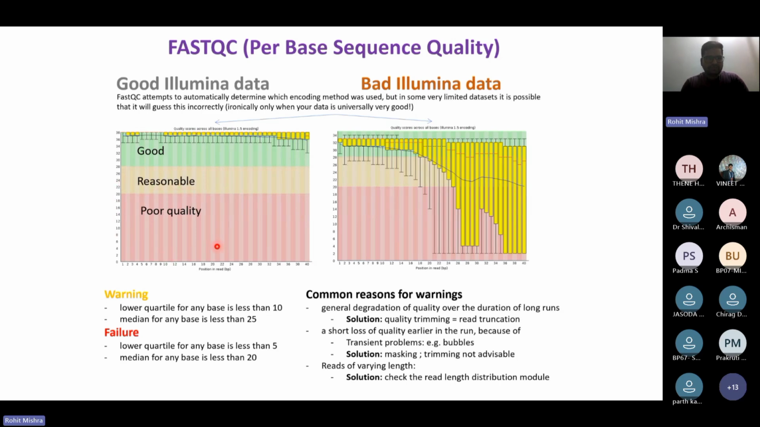And the last one is the poor quality region. So what we see over here is that these reads belong to the good quality region. So we can say that definitely this data is a good one.